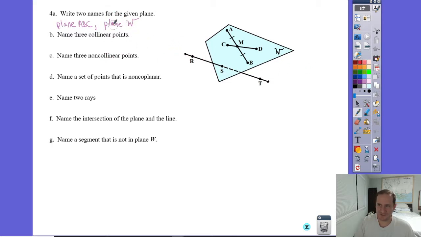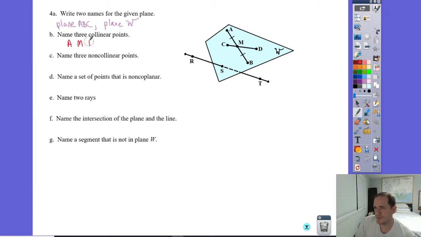You don't have to use this other method, by the way. If you said plane ABC, and then you also said plane ABD, and just picked a different point, that would be great. Anyway, it now says name 3 collinear points. So I already pointed out A, M, B as being collinear. R, S, and T are collinear. C, M, and B, and C, M, and D are collinear. Pick any of those. It doesn't matter. I'm just going to go with A and B.